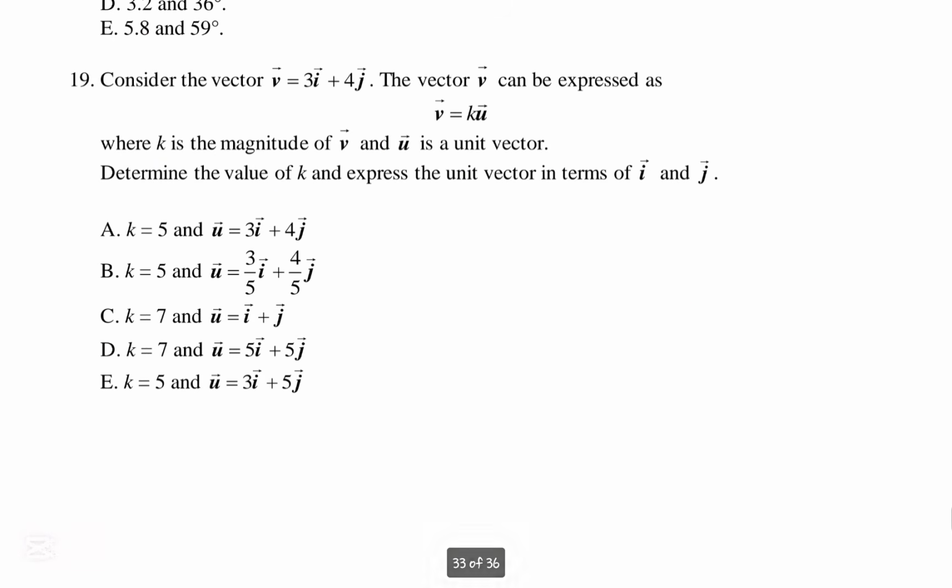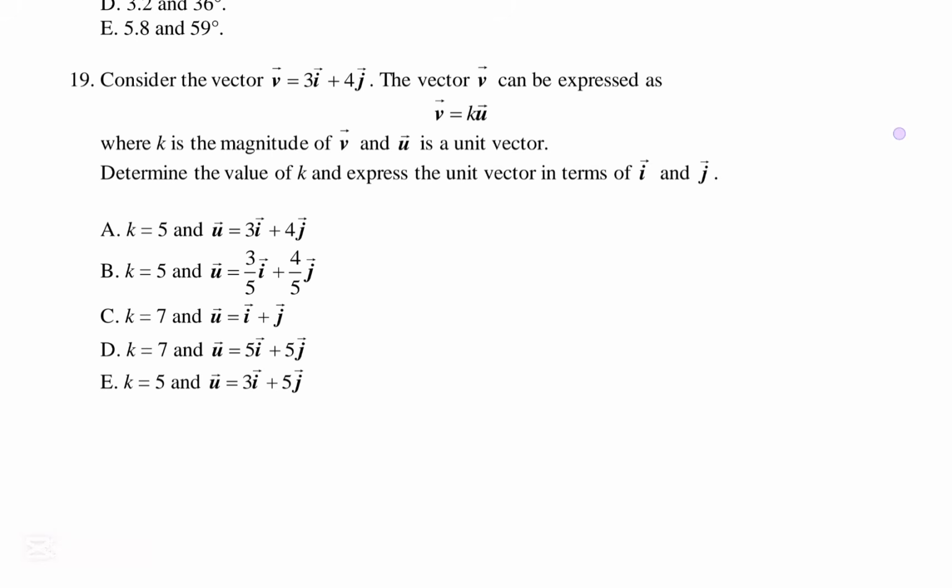What does it say? It says, consider the vector v equals 3i plus 4j. The vector v can be expressed as v equals ku, where k is the magnitude of v, and u is a unit vector. Determine the value of k and express the unit vector in terms of i and j.